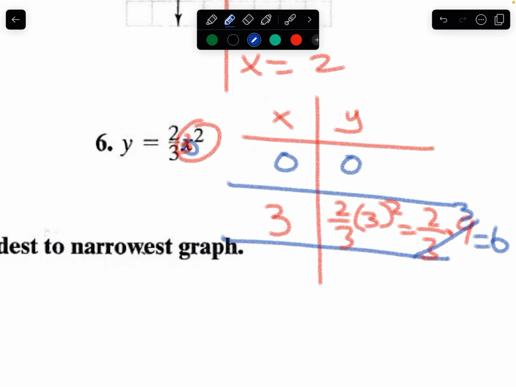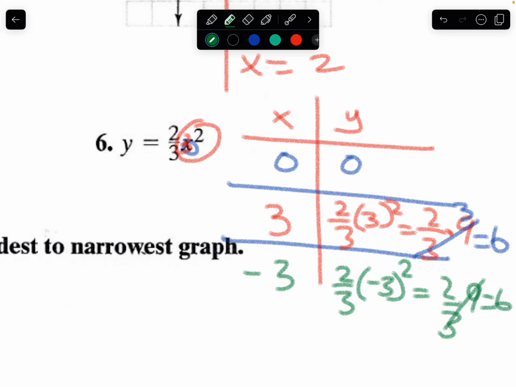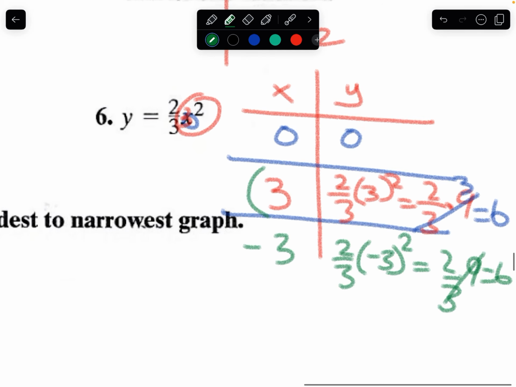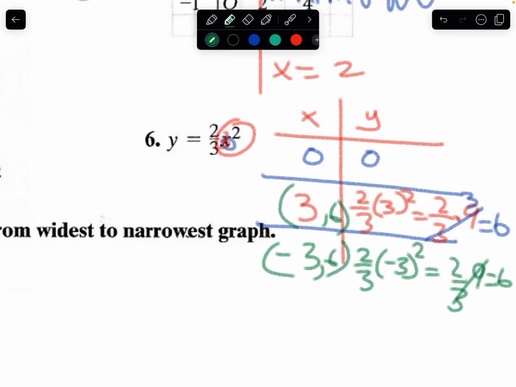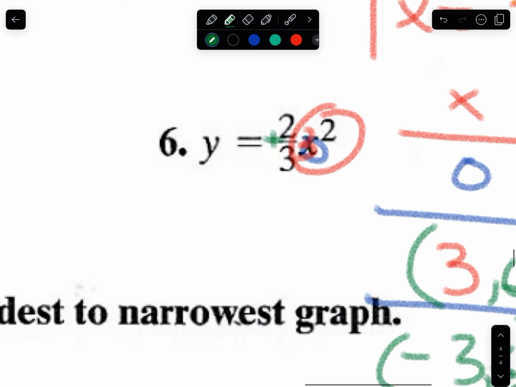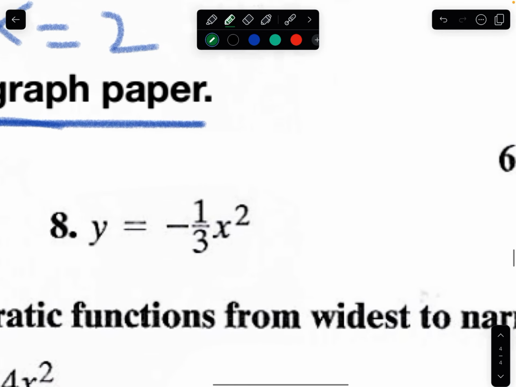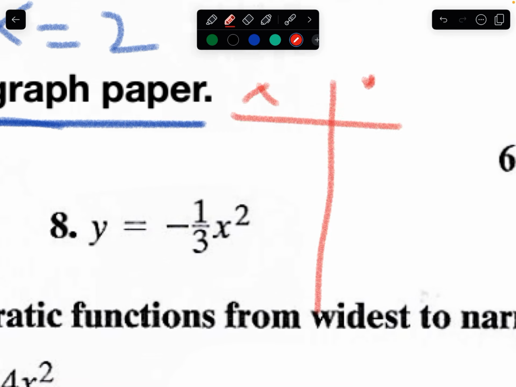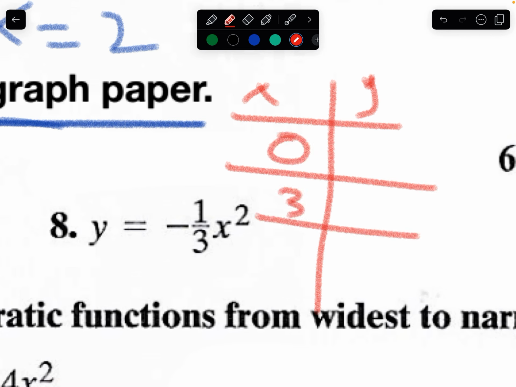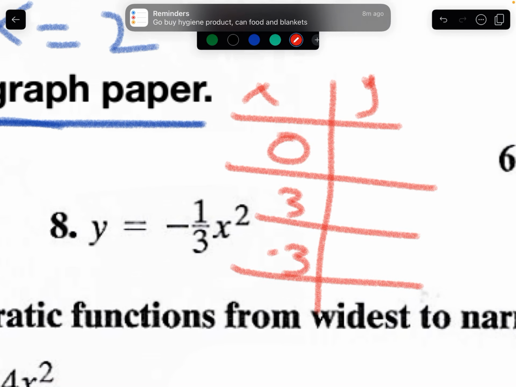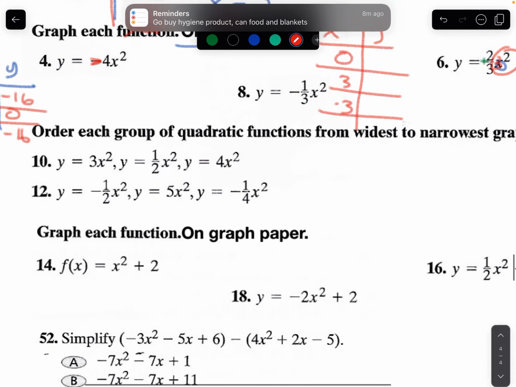Okay, same thing here. If I pick negative 3, it's 2 over 3 times negative 3 squared, which is 2 over 3 times, again, 9, and you'll get the answer of 6. And graph that. 3, 6, negative 3, 6, and you'll see what that graph looks like. It should be facing up because it's positive. Okay, so the same, I would choose the same numbers here. X and Y, I would choose 0 and then 3 and negative 3 because it divides evenly. And then graph it on graph paper.